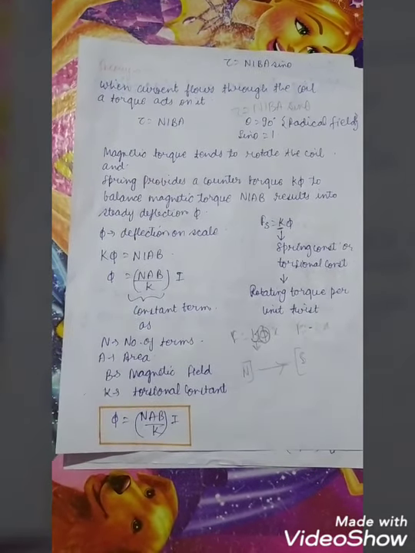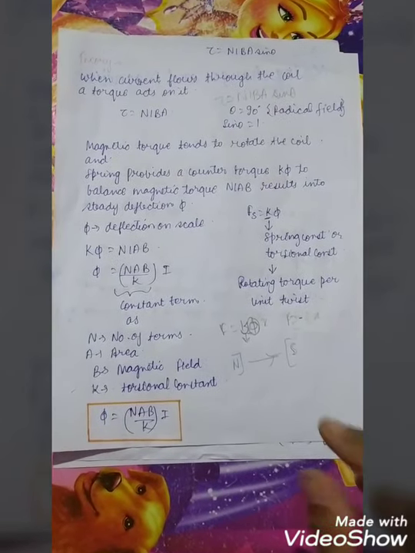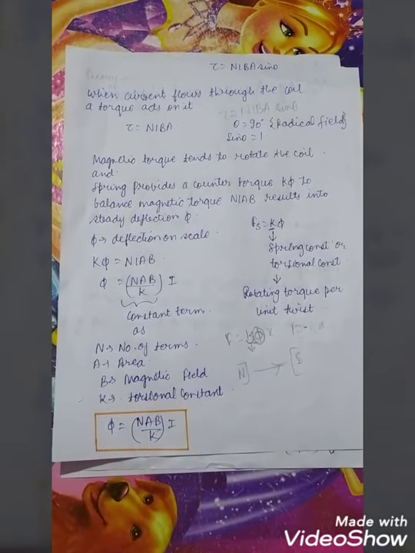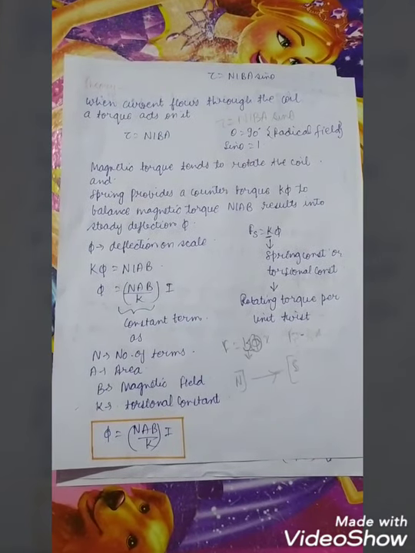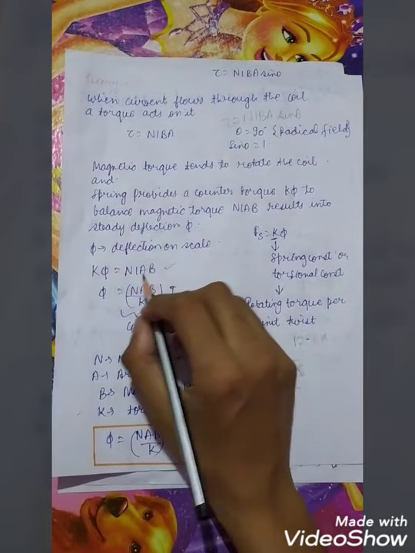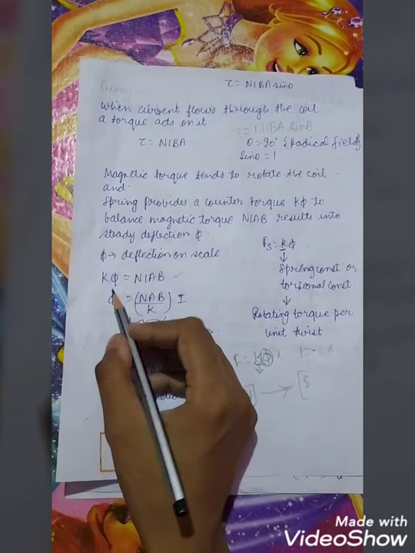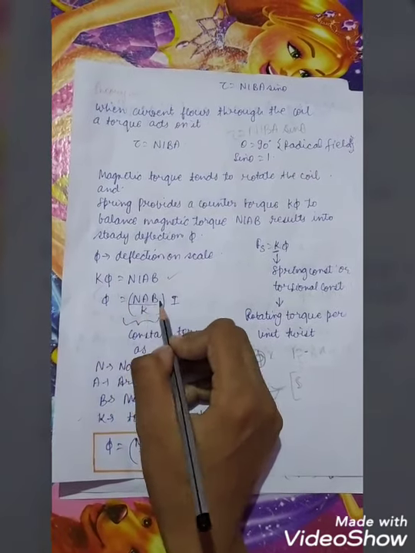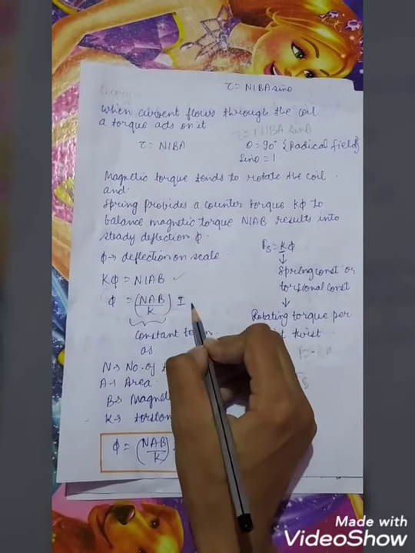Now it is clear. We also know that the torque on that coil is equal to NIBA. So we can equate both these, because both the torques balance each other. This magnetic torque and this spring counter torque balance each other. So we get this equation by equating both: Kφ is equal to NIBA. From this equation we get the value of φ, which is NAB divided by K, and in bracket we get I.